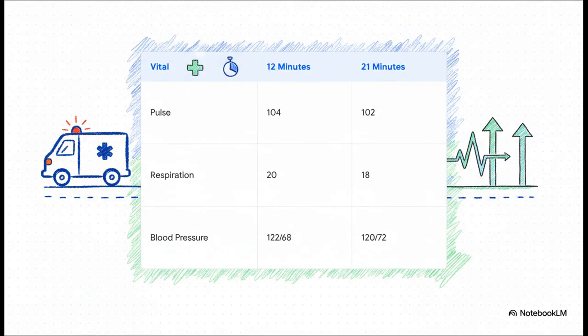And here we are in the back of the ambulance en route. And check this out. As you can see from our next two sets of vitals, we're seeing exactly what we wanted to see. His pulse is slowly starting to come down, and his other numbers are holding nice and steady. The trend is looking good. He seems to be stabilizing.